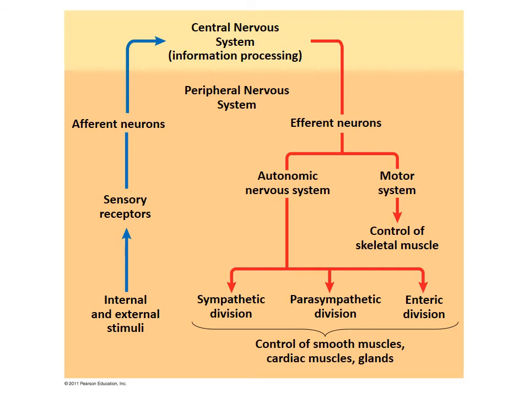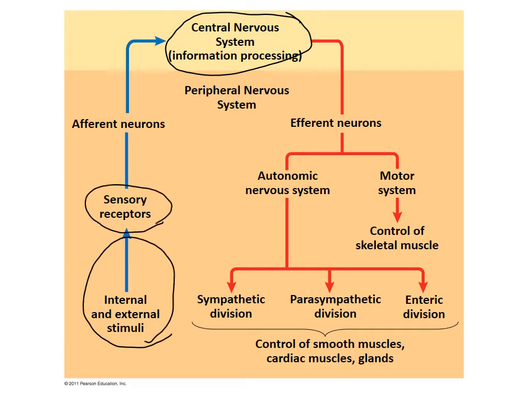All right, so let's look at this graph. It shows you the central nervous system, and its job is to process information. Got that? Well, where does it get the information from? Well, it gets it from internal and external stimuli, which are sent by sensory receptors, taken up by afferent neurons, and afferent neurons go to the central nervous system. The central nervous system processes all that information and sorts it out, and then sends a response by its efferent neurons, either to the autonomic nervous system or the motor system.